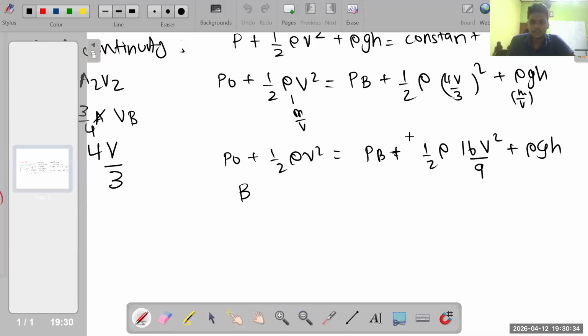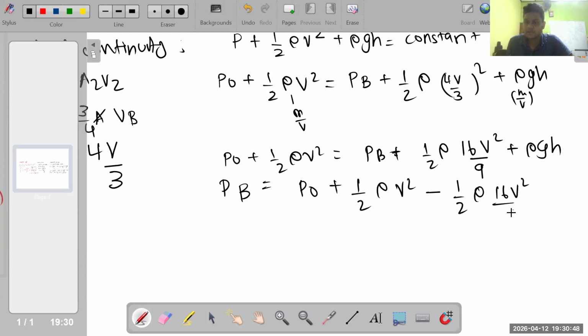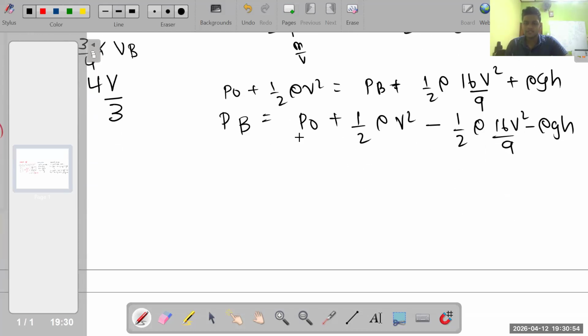Right. So let's take all the pressures except for PB onto that side. PB equals P naught plus half rho V square minus half rho 16V square divided by 9. This plus, if you take this side, it will be minus rho GH. So we can see that for all these except for P naught, rho is common. So let's take that rho out because that's a bit confusing.